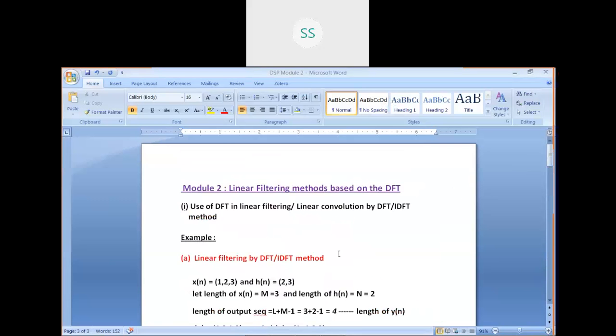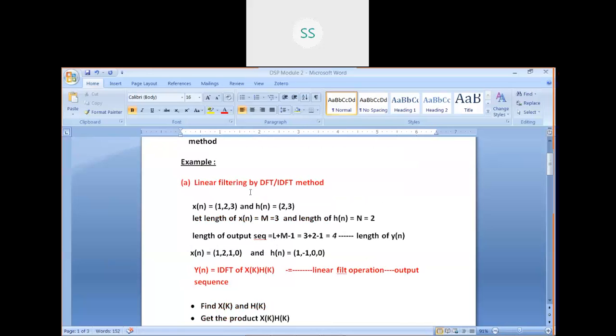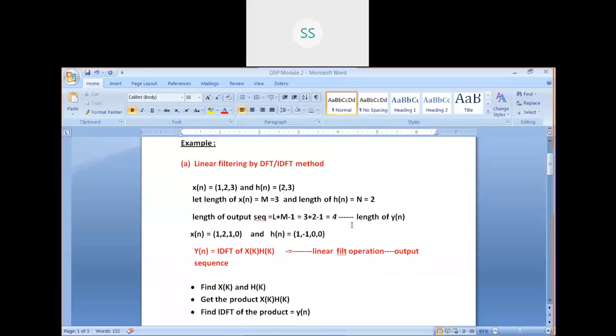Morning everyone. We started yesterday with module 2, linear filtering methods based on DFT. In that, we have taken the first method: how to compute the filter output by using the DFT IDFT method. Just to recall, whenever two sequences are given, first we calculate their lengths. According to linear convolution, the length of the output sequence is L plus M minus 1. In this case it is 3 plus 2 minus 1, which is 4. So the length of the output sequence is 4.